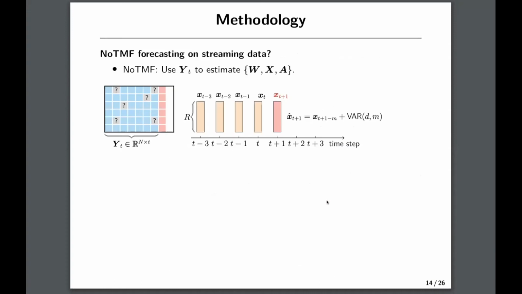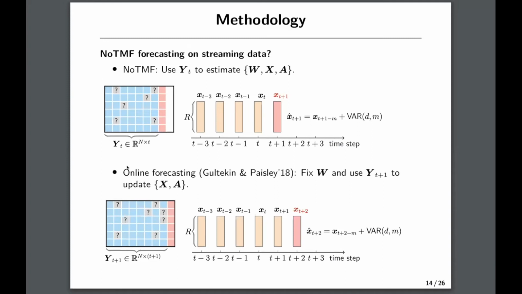As we have a non-stationary TMF model, one question is how to adapt it for streaming data. In this graphical model, if we have Y_t, we can estimate W, X, and A. This is a factor matrix, this is a factor matrix, and this is a coefficient matrix. So we can estimate X and A, and then we can make a forecast for x_{t+1}. By multiplying x_{t+1} with W, we can recover the column in the data matrix.